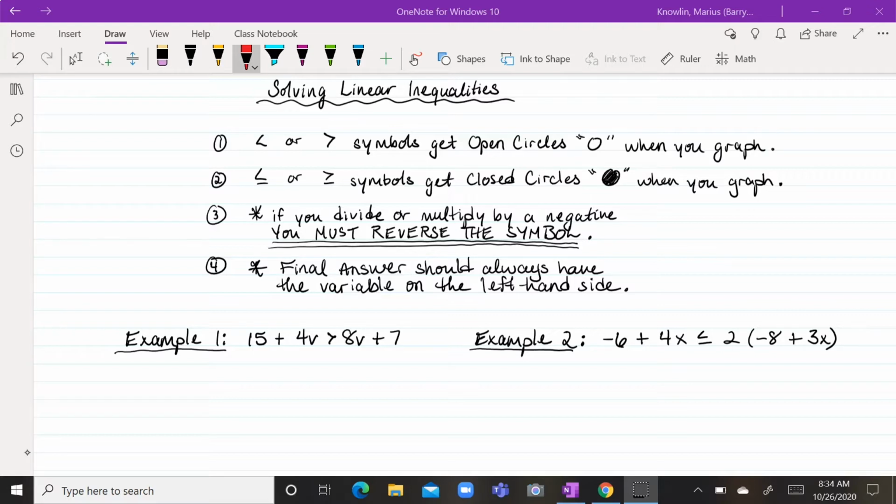Number 3, if you divide or multiply by a negative, you must reverse the symbol. And the symbol I'm referring to is the inequality symbol. And for number 4, your final answer should always have the variable on the left hand side. Okay, so let's go ahead and jump in, take a look at number 1 and see how these rules apply to what we're doing.